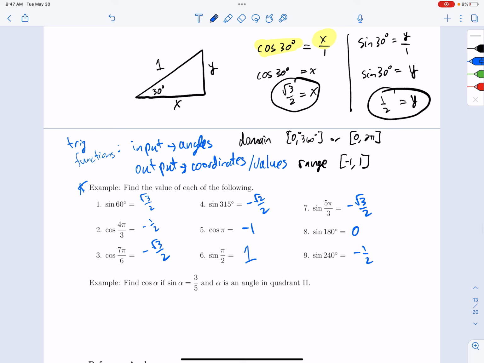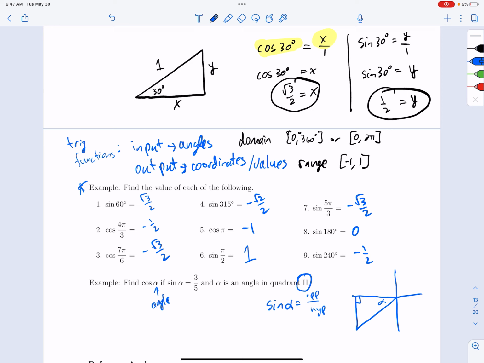It says find cosine of alpha. So alpha is an angle. So find cosine of this angle if sine of the angle is 3/5 and alpha is in quadrant 2. Okay, so sine of alpha is 3/5. Sine is always opposite over hypotenuse. So if I draw this triangle and it's in quadrant 2, I'm going to draw it like this. And my angle alpha is right here.